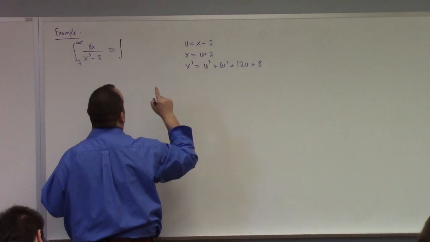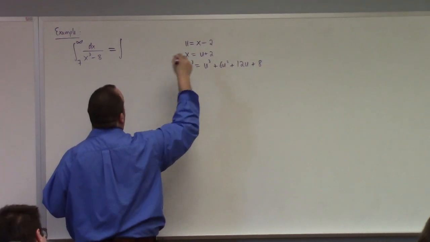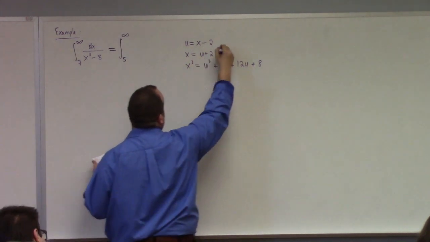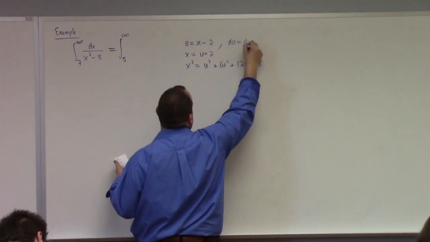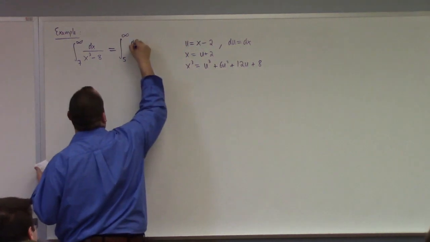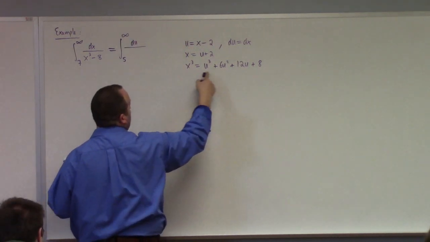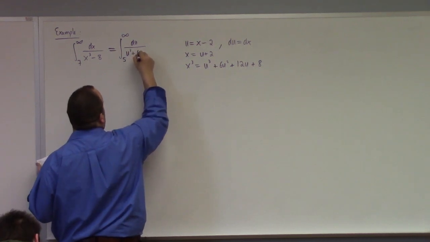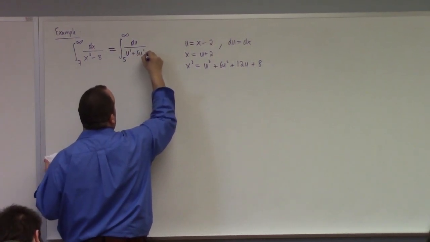And so that means that this is actually the integral from what? Instead of 7, we do what? u equal to 5 to infinity, and du is equal to dx. So we've got du, x cubed minus 8 is what? u cubed plus 6u squared plus 12u.